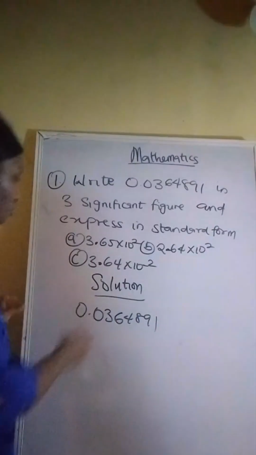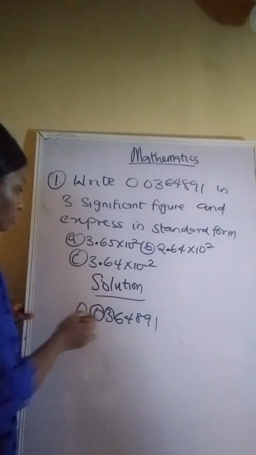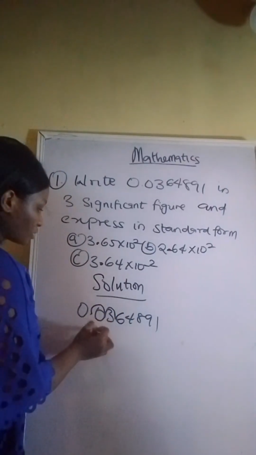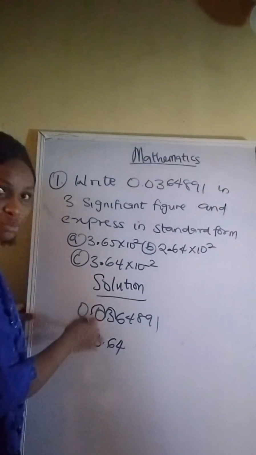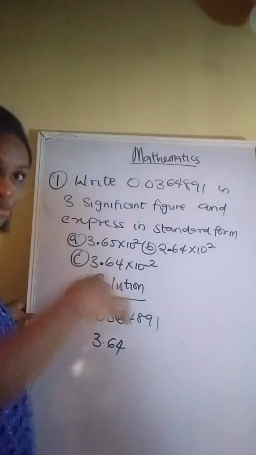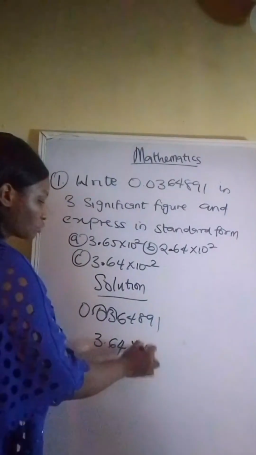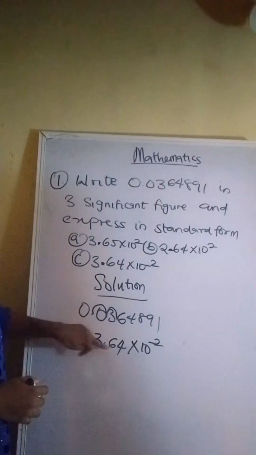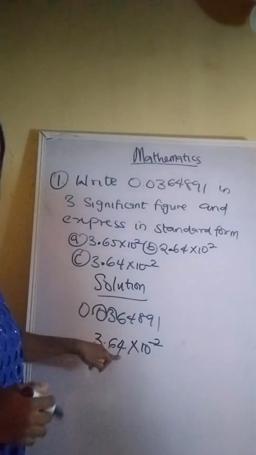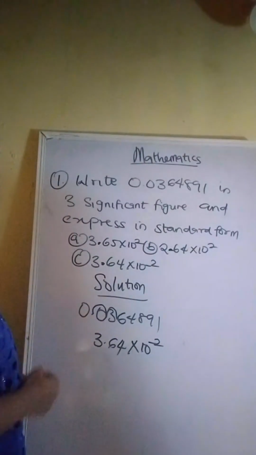So let's move it now. That will be 1, 2. So that will be what? 3.64. So we move the point 2 times and we moved it to the front. When I move it to the front, it will be minus 2. So that will be 10 raised to power minus 2. When you count this now, this is 1, 2, 3. This is what? 3 significant figures. You get it now? So the answer here is C.